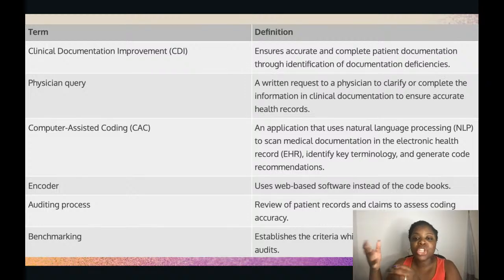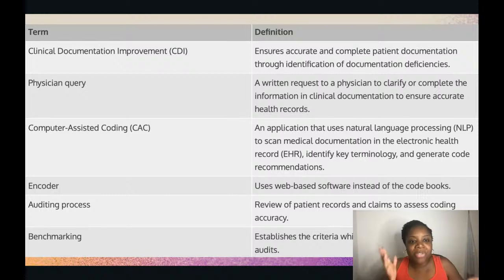To replace the use of these code books, there is something called an encoder, which is the same thing. It has the same resources. It shows guidelines. It shows commonly used codes. It shows all this information, but it's going to be stored in a web-based software versus someone having to use the physical book. So that is the difference between an encoder versus just having that physical book at hand.